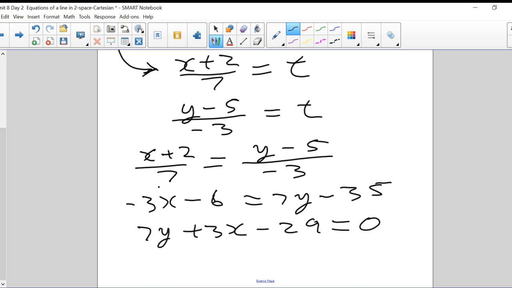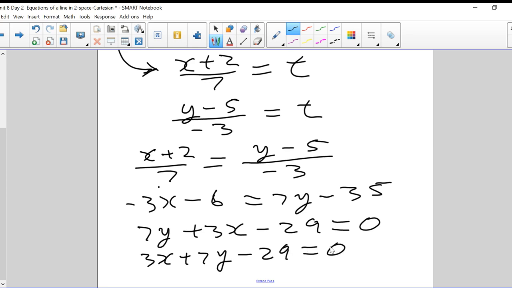I'll double check that because I've often made mistakes. So minus 6, 7y, minus 35. Add the 3 to the right, so that's positive 3x, and the 7y, and then minus 35 plus 6. I think I'm right. So the traditional thing is to write the x's first. So I'm going to have 3x plus 7y minus 29 equals 0.